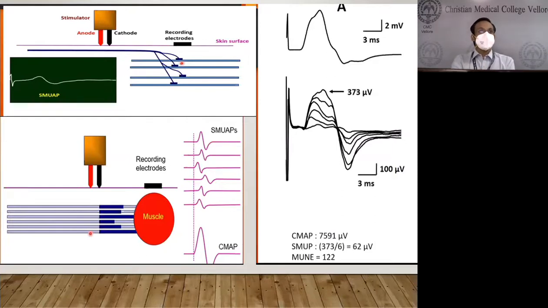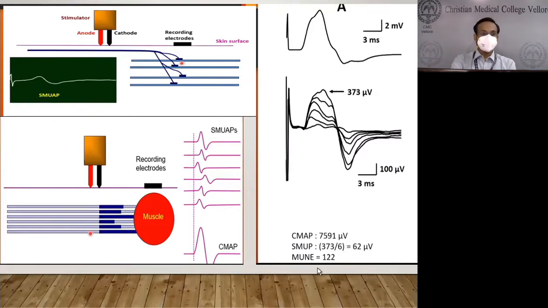How did 122 come? For example, if this CMAP was say 100 microvolts, this is 120, this is 140, this is 150, like that. Is it the CMAP divided by 62? Yes, so the whole point is we need to get the mean surface motor unit action potential amplitude. For that, we take an average of the recordings. We add all that, take the mean, and divide by the number of recordings. So here we have done it 6 times, so we divide by 6. And then this is the estimate.